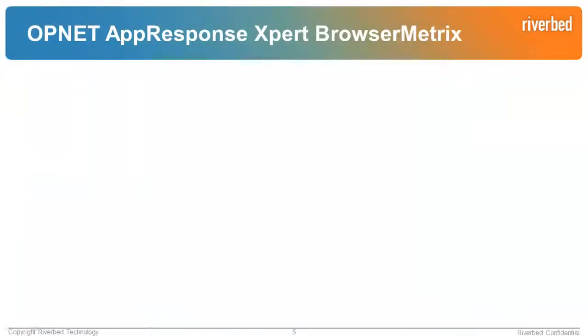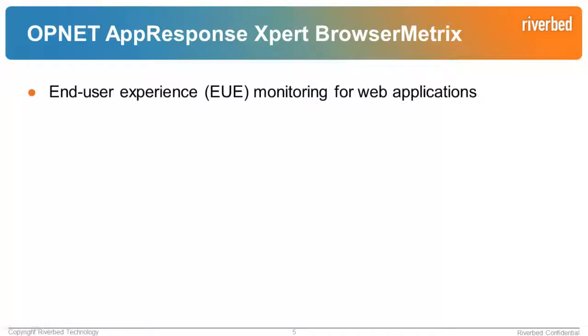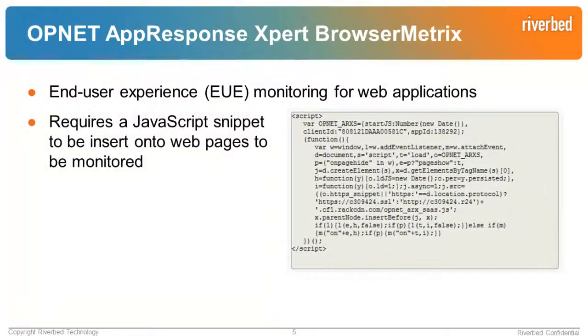OPNET AppResponse Xpert BrowserMetrix is a pure cloud-based solution for monitoring end-user experience for your web applications. It functions by use of a JavaScript snippet that you insert into each web page. The JavaScript snippet then feeds back information such as response time to the OPNET cloud. But rather than manually inserting this JavaScript snippet onto each page, it would be nice if we can automate this.